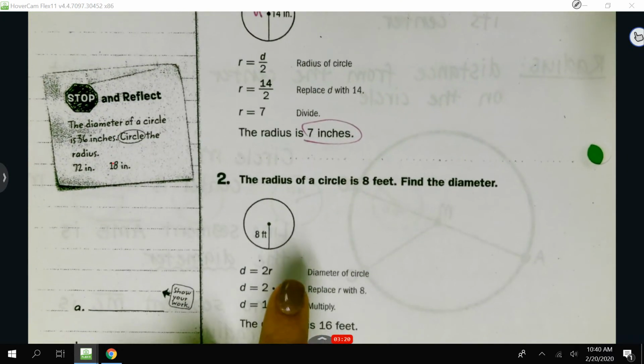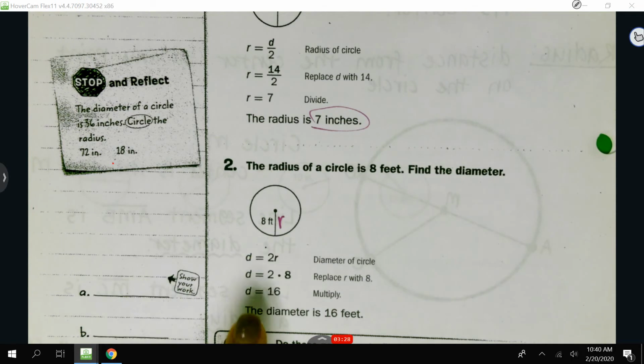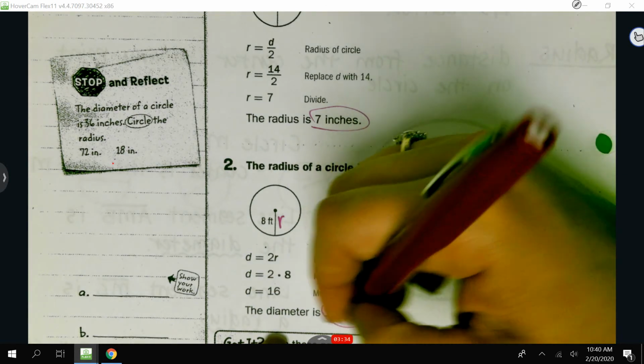If you're given the radius, so in this case, this 8 foot is my radius, that's my R, that means I want to find D. So you're using D equals 2 times R. And then you're just plugging in 8 for R. So your diameter is 16 feet.